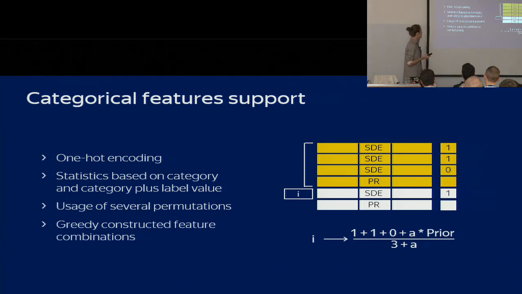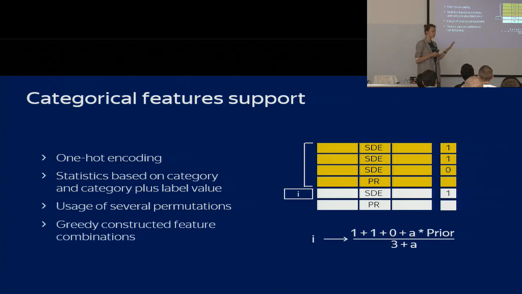So what else are we doing? We are calculating different statistics based on category and category plus label value. It is similar to target encoding. Target encoding is when you have labels and you have your categorical feature. Instead of your categorical feature, you introduce a new numerical feature, which is just equal to the average label value of all the objects with this category. So with this dataset on the slide, you have 4 SDE, and they have labels 1, 1, 0, and 1, and your new feature value will be equal to the average label, so it's 3 divided by 4.